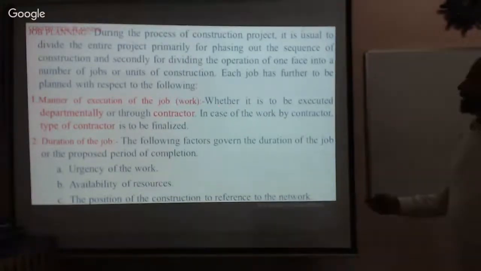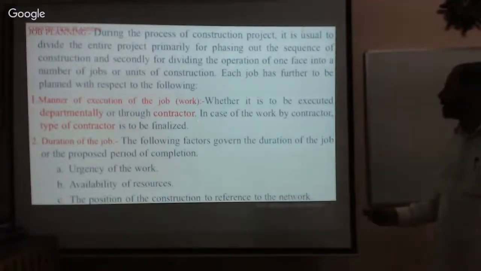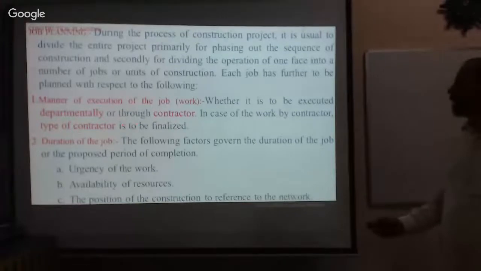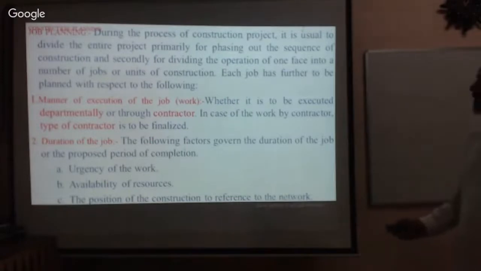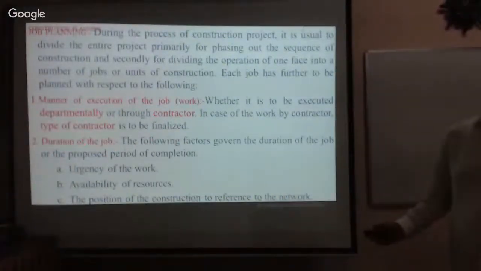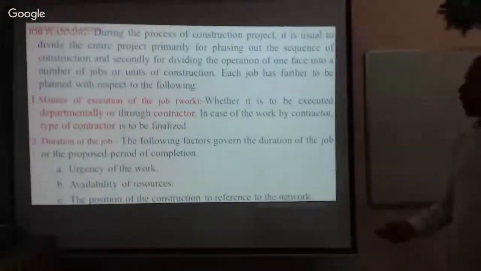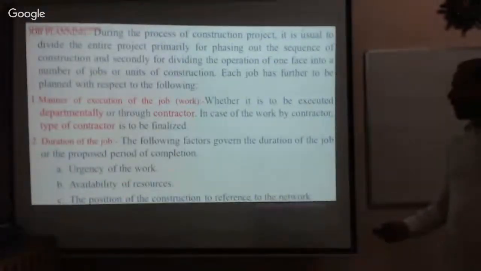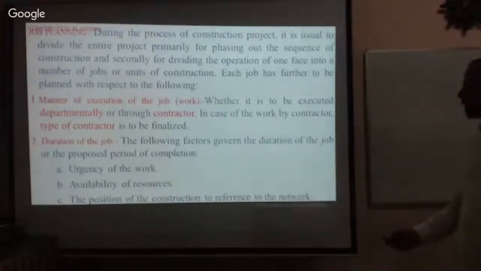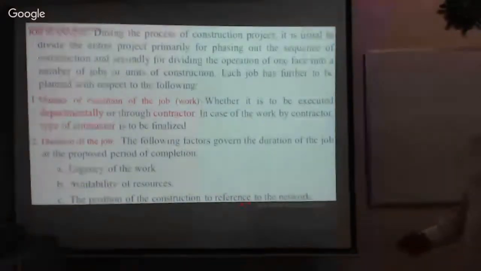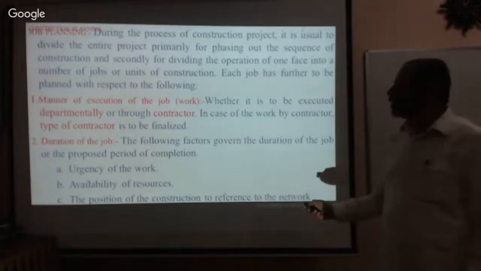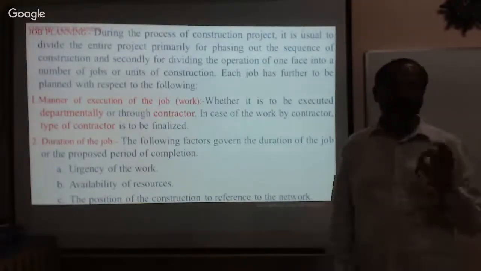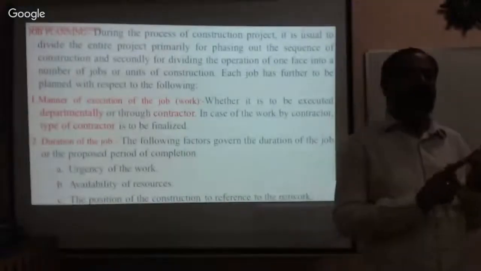Manner of execution of the job, whether it is to be executed departmentally or through a contractor. In case of work by a contractor, the type of contractor is to be finalized. And then the duration of the job. To decide the duration of the job, these are the factors to be known: urgency of the work, availability of resources, and the position of the construction with reference to the work. Please note here the manner of execution of the job, in which manner you are executing it.